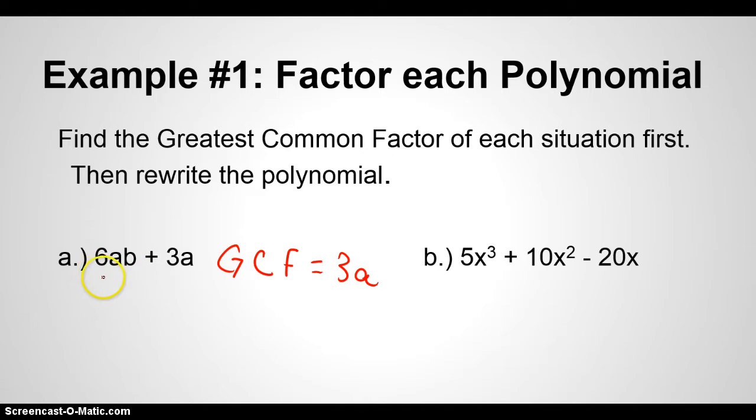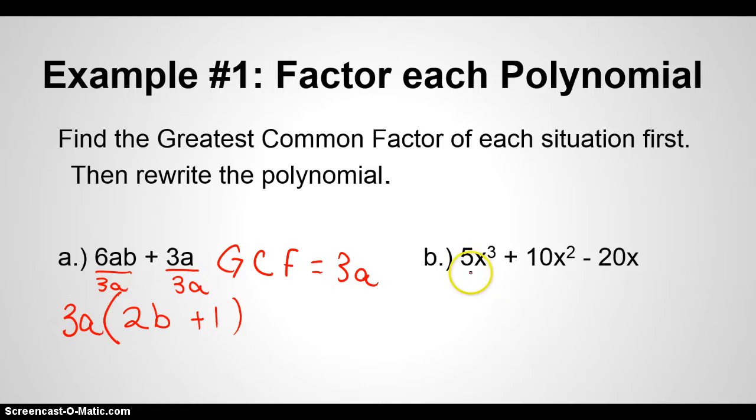So if that's going to be our greatest common factor, we divide the first part, 6ab divided by 3a, and when we divide that, we're going to get 2b. In dividing 3a on this side, we get 1. So inside the parentheses, we're going to have 2b plus 1. Outside the parentheses, we put our greatest common factor, which is our 3a. And that is how we go about factoring polynomials.